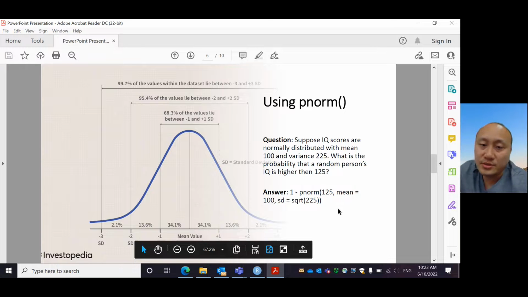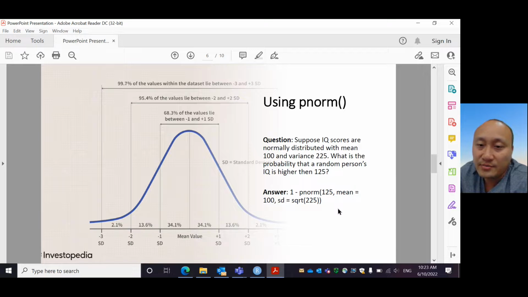For continuous distributions, the boundary doesn't really matter. Being higher than 125 or higher or equal to 125 doesn't matter, because the probability of the random variable being a specific value for a continuous distribution is actually zero, theoretically. We cannot really quantify the probability of X being a specific value precisely. For a continuous distribution, we can only quantify the probability of the random variable within some interval, some range.